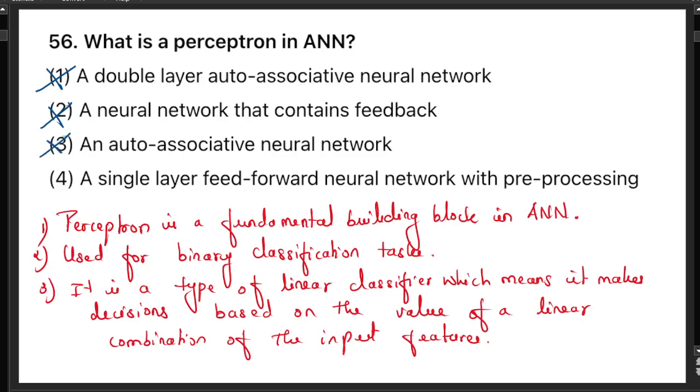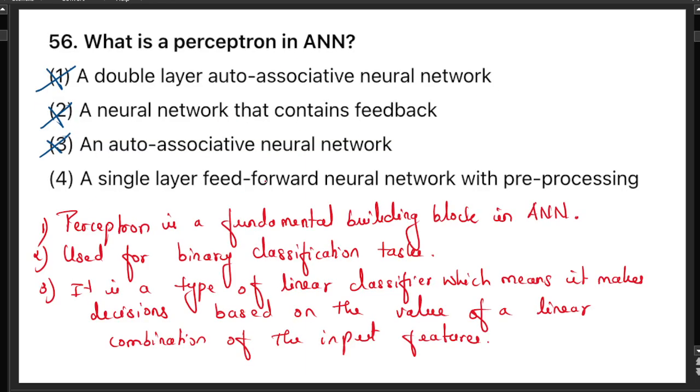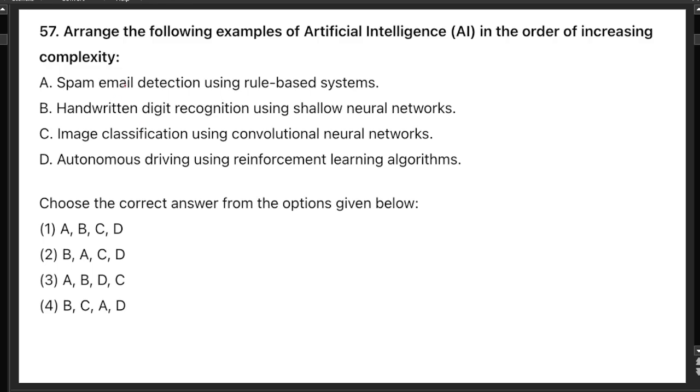But let's see option D. Option D says a single layered feed forward neural network with pre-processing. So this is the correct description of perceptron, because a perceptron is indeed a single layer network that processes inputs directly through a weighted sum followed by a threshold function. So here we will say that option D is absolutely correct, that perceptron in ANN is a single layer feed forward neural network with pre-processing. I hope you got this, everyone. Let's see this question.